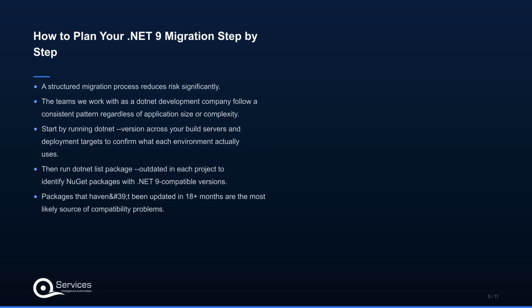Next up, how to plan your .NET 9 migration step by step. A structured migration process reduces risk significantly. The teams we work with as a .NET development company follow a consistent pattern regardless of application size or complexity. Start by running a check across your build servers and deployment targets to confirm what each environment actually uses.